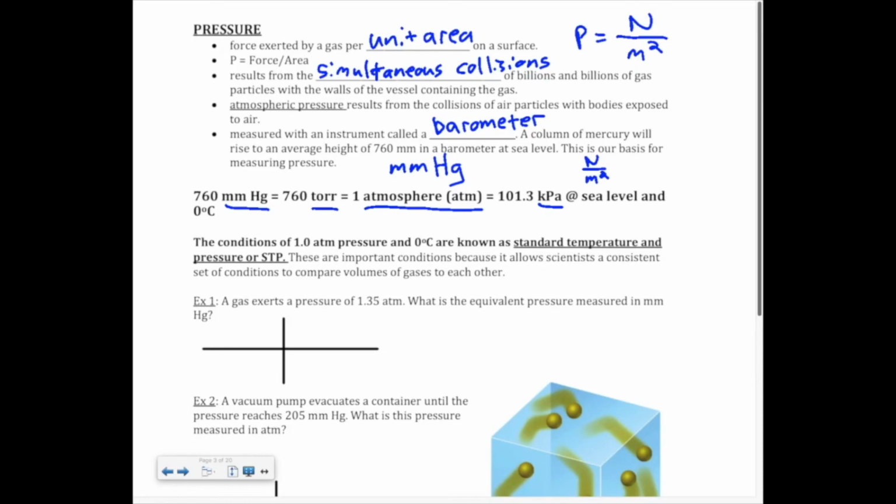They're just already there. So the conditions of 1 atmosphere pressure and 0 degrees Celsius are known as standard temperature and pressure, or STP. You must memorize what STP is, okay? STP is at 1 atmosphere and 0 degrees Celsius, or 273 Kelvin. These are important conditions because it allows scientists to just kind of set a baseline.